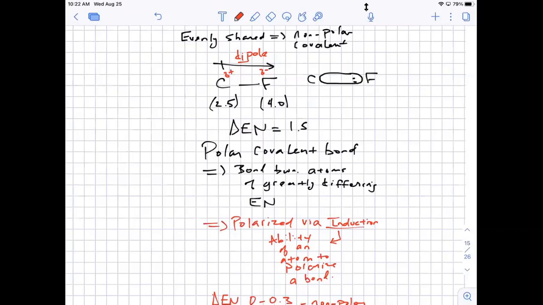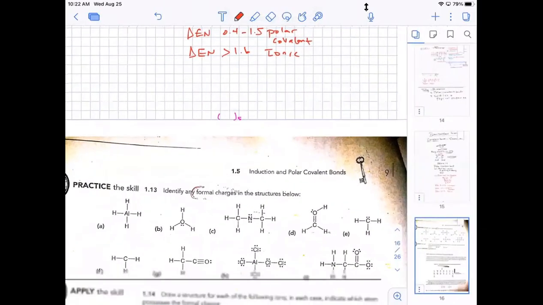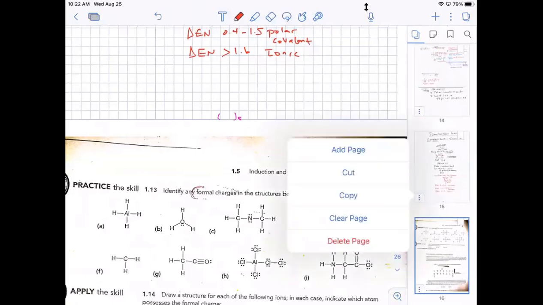All right, let's keep moving. Because sometimes if you have a molecule that has polar covalent bonds, or multiple polar covalent bonds, then you generate in that molecule what's called a dipole. All right, let me put another page in here real quick.